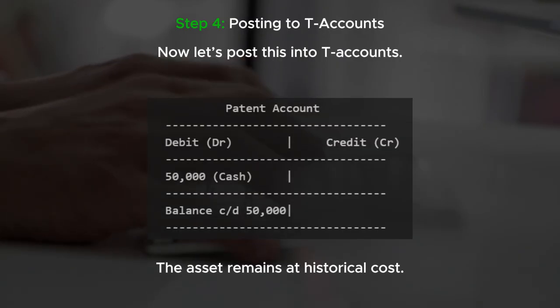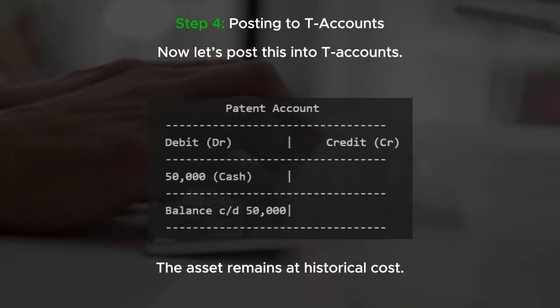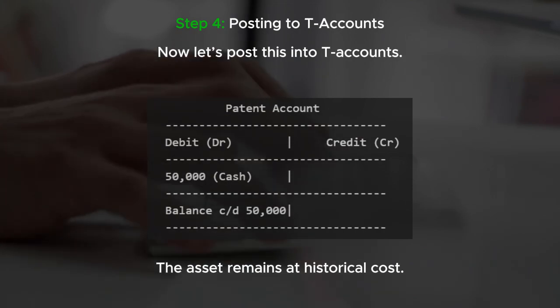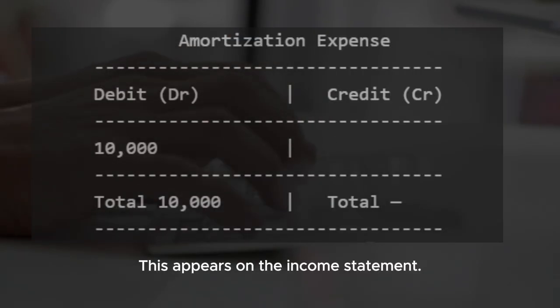Step 4. Posting to T-accounts. Now let's post this into T-accounts. Patent account, debit side, 50,000 purchase, credit side, nil, balance equals 50,000. The asset remains at historical cost. Accumulated amortization, patent, debit side, nil, credit side, 10,000, which is year 1 amortization. Balance equals 10,000. This account increases each year. Amortization expense, debit side, 10,000, credit side, nil. This appears on the income statement.